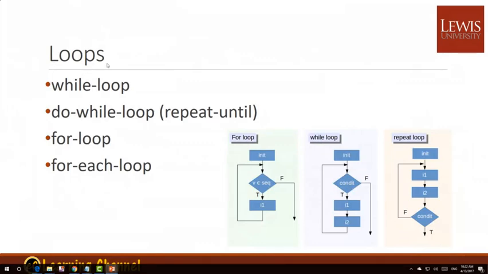Okay. So for loops, we have 4 types: for loop, while loop, do while loop, which is sometimes also called repeat until. In Python, they don't implement this. And in reality, all of these other loops can be implemented by a while loop. So the while loop is the basic loop.